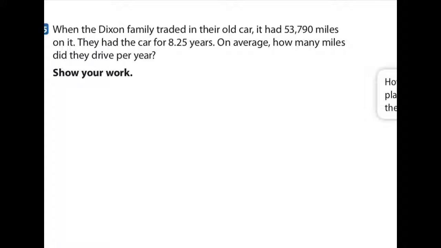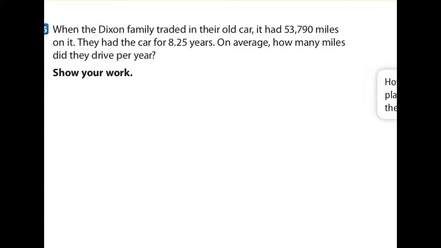All right, let's see how you did. It says, when the Dixon family traded in their old car, it had 53,790 miles on it. They had the car for 8.25 years. On average, how many miles did they drive per year? Now, because they are giving us the miles for 8.25 years, and we're going back to 1 year, how many miles did they drive per 1 year? That means we're dividing. We have to divide the miles by the years.